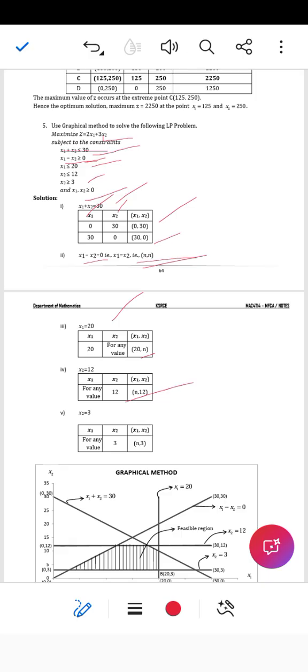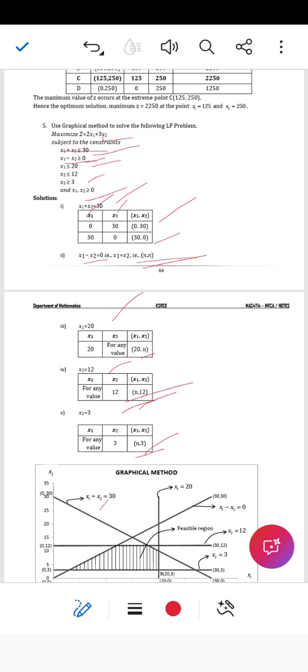Then the third one, x1 less than or equal to 20, converting into an equation x1 equal to 20, that is a constant line. So x1 equal to 20 for any x2, we get the point 20 comma n, where n is any value. In a similar manner x2 less than or equal to 12, converting into an equation x2 equal to 12, we get the point n comma 12, because x2 equal to 12 is a constant line for any x1. In a similar manner the final one, x2 greater than or equal to 3, converting into an equation x2 equal to 3, that is a constant line. So we get the point n comma 3 generally, for any x1.